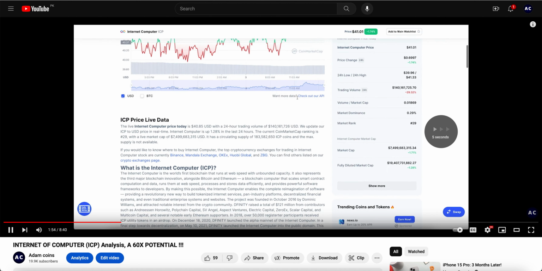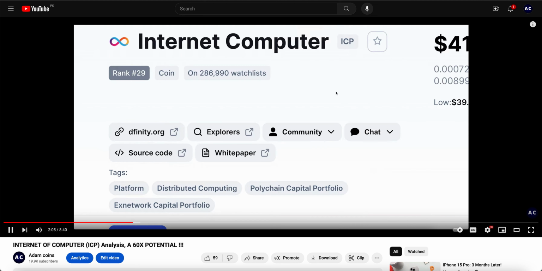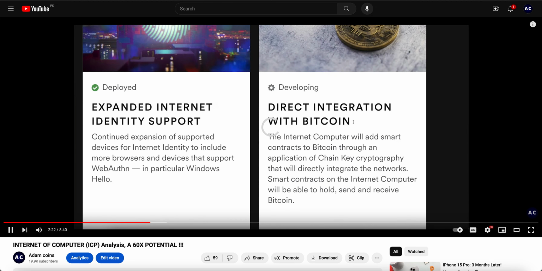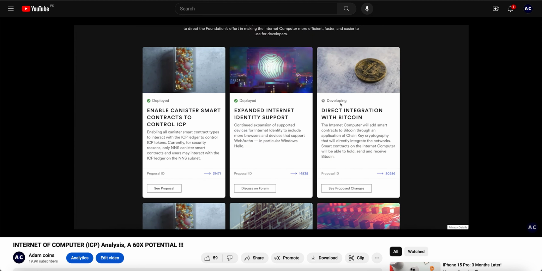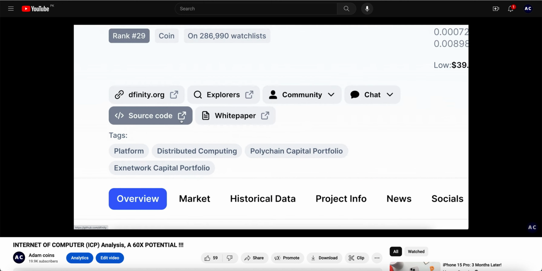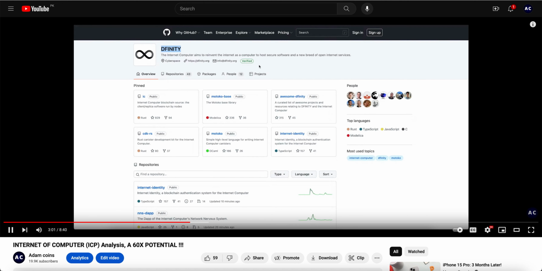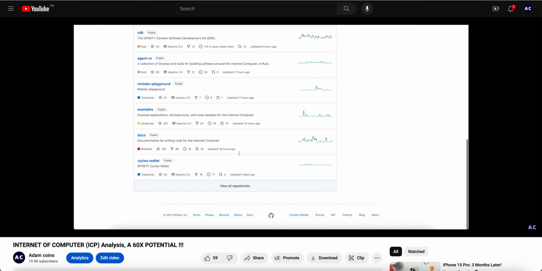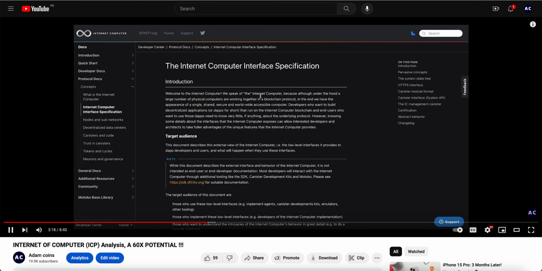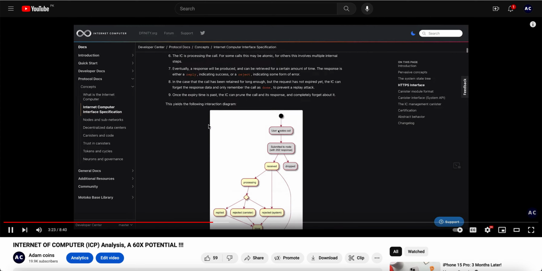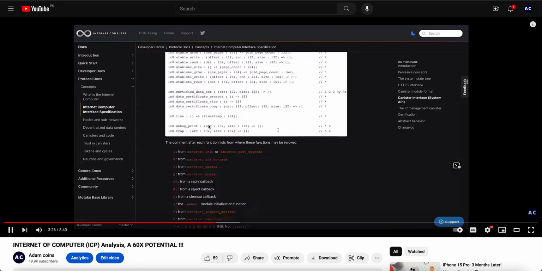On CoinMarketCap, 200 to 300,000 people have kept it on their watchlist, which is huge in my opinion. Along with Reddit, you can chat, and this is their DFINITY GitHub, and they have like 43 repositories right there. If you're a developer, there's the interface specification, and this is their white paper. It's a nice white paper. Look how much has been written, guys.